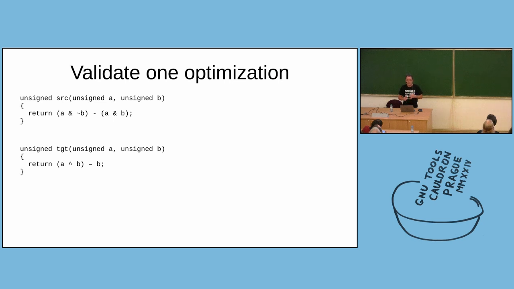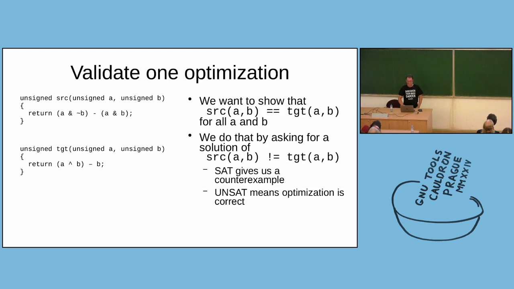So to illustrate how this works with a very trivial example, let's say we have this source function, and we want to show that this target function actually is a valid optimization. So in this case, we want to check that the value returned by source for A and B is equal to the return value of the target function for all A and B.